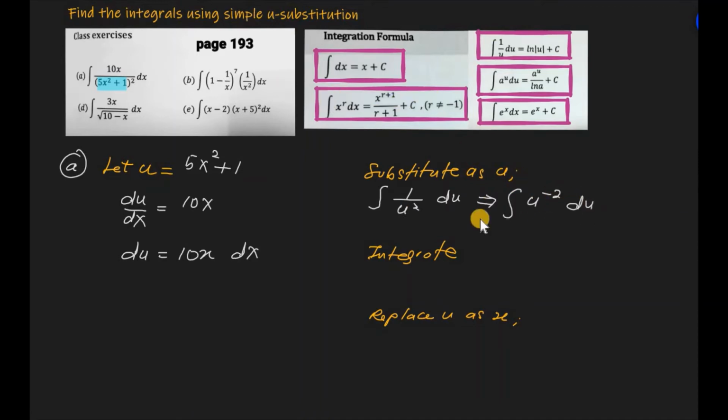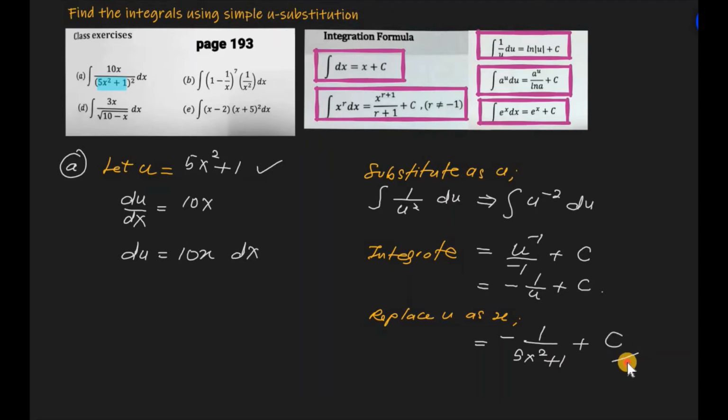We're going to use this formula, so let's integrate. So we have u power negative 2 plus 1, negative 1, over negative 1, and don't forget your c, right? This is similar to saying it is negative 1 over u plus c. And don't leave your answer as u, you have to replace it back into the variable given in the question. So the u is 5x squared plus 1, and the constant of integration.